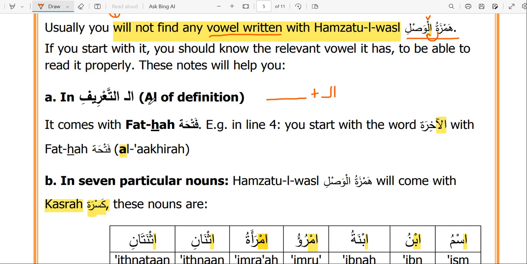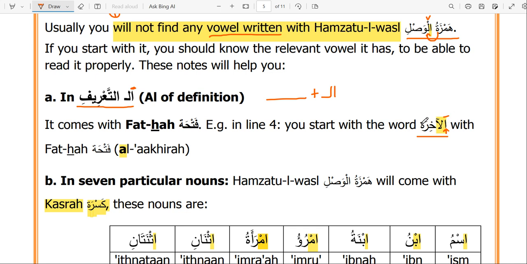In Arabic, it's called laam taareef. And it usually comes with a fatha. And this alif comes with a fatha. And here, al-akhirah. Now in the example you have seen the word al-akhirah. So we read this letter with the fatha: al-akhirah.